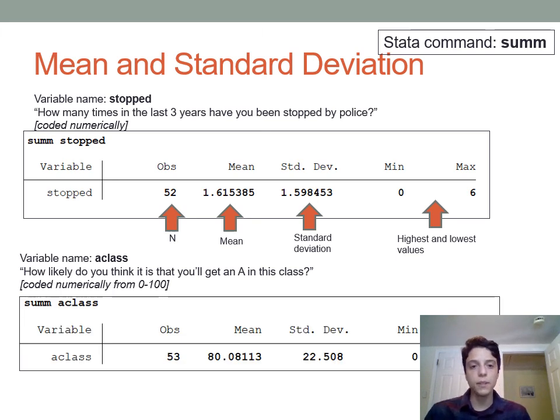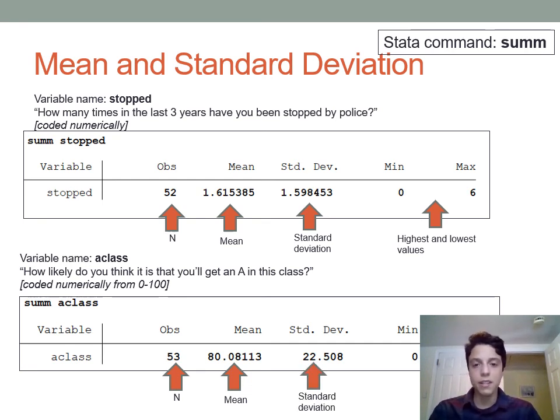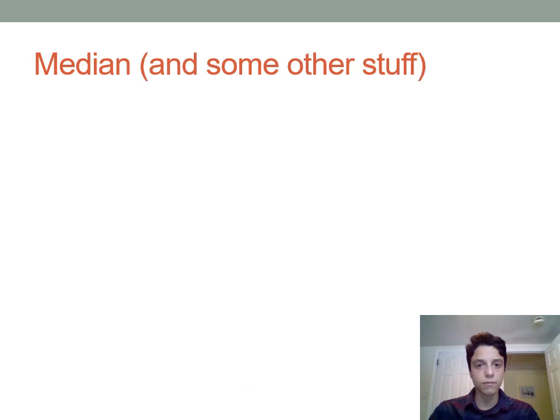Also showing an example of this for the variable A in the class, which shows the total number of observations, the mean, so how likely do you think it is you'll get an A in the class? We had a mean of 80. The standard deviation, which was 22.5 points, and then also the highest and lowest values as well. And for all these, if my head is covering them, keep in mind that there are now PDFs of the PowerPoints in each module as well.